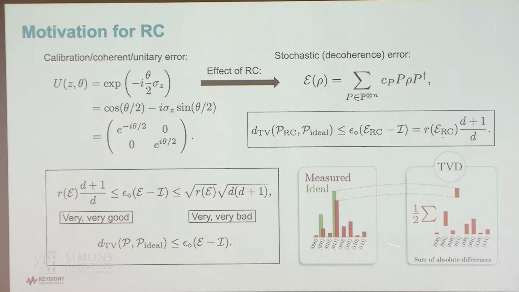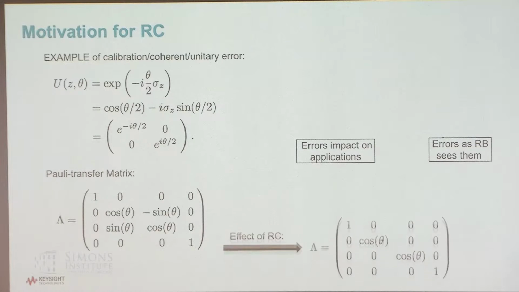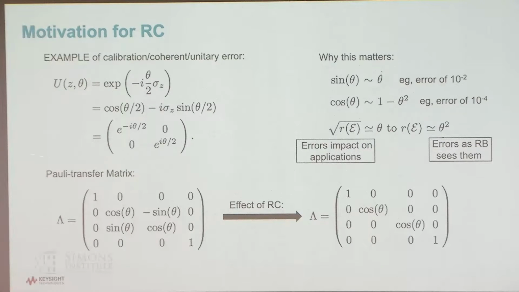And just here's an illustration of what the TVD means for people not familiar with it. All right, so this is what I told you already. The square root of R goes as theta, whereas R goes as theta squared. That's what you measure via randomized error estimation methods. And so this is the upshot of what you want to achieve.